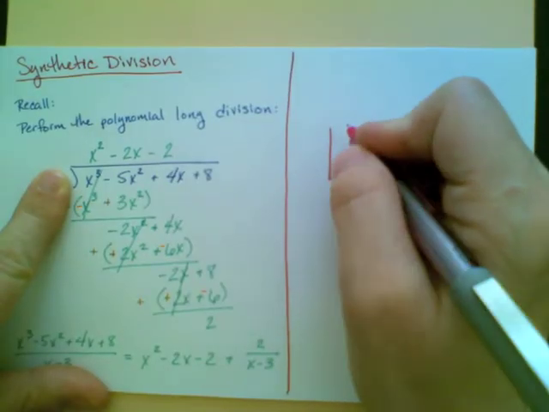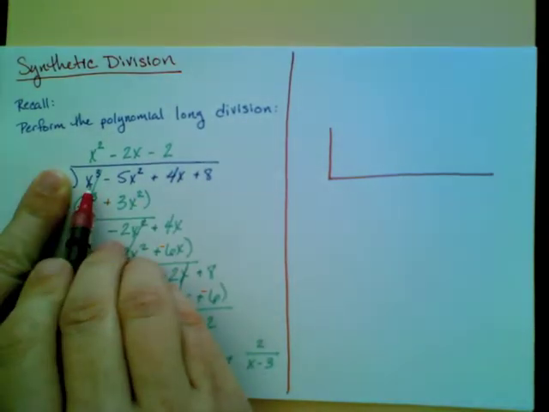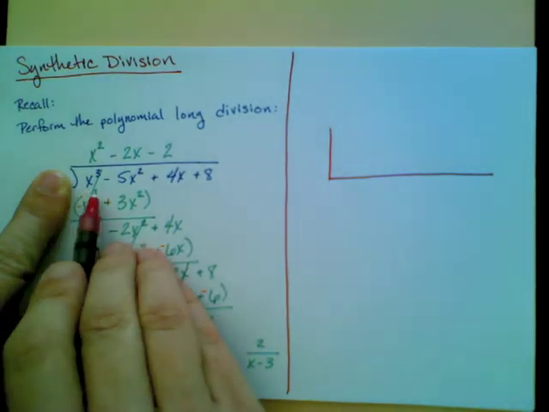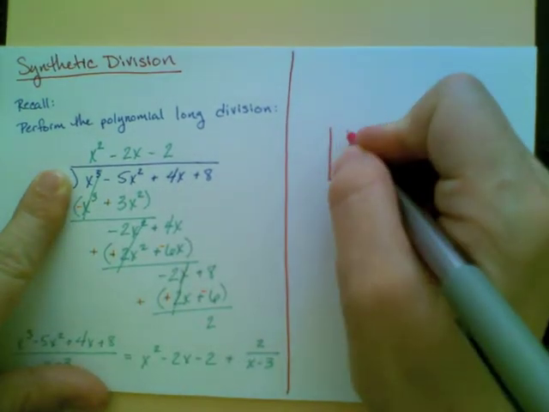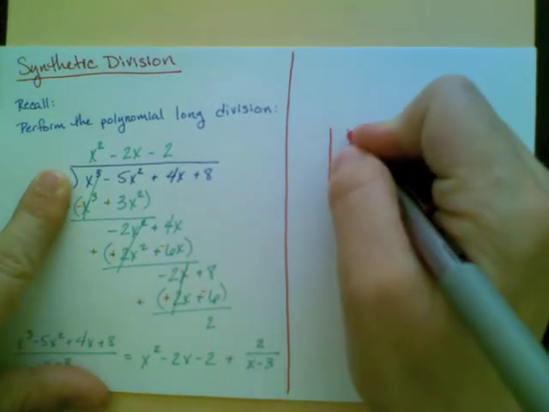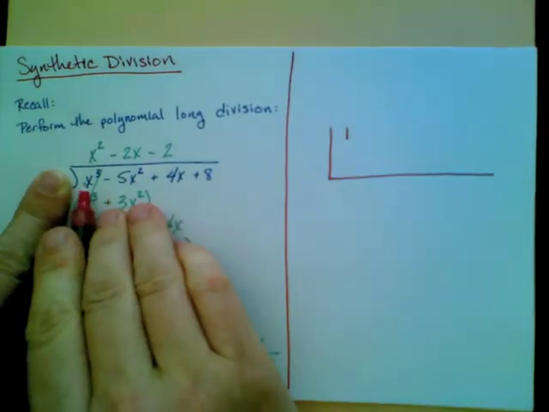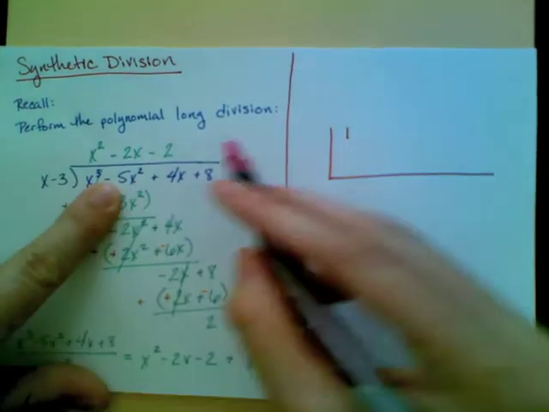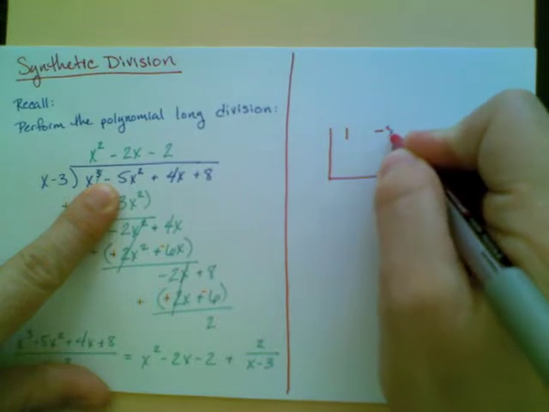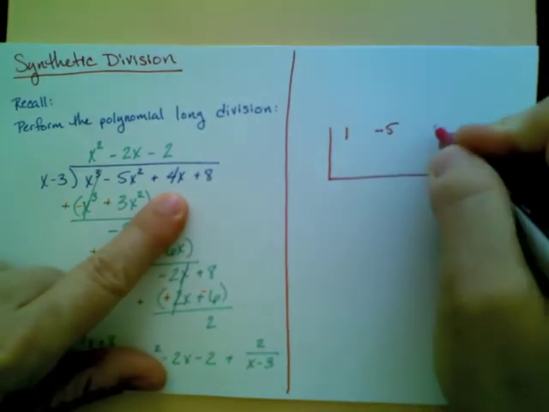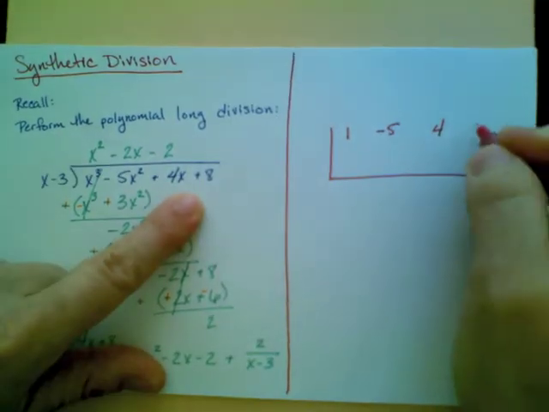So my coefficients of my dividend, this thing under the division sign, the polynomial that I'm dividing into, those coefficients are 1, negative 5, 4, and 8.